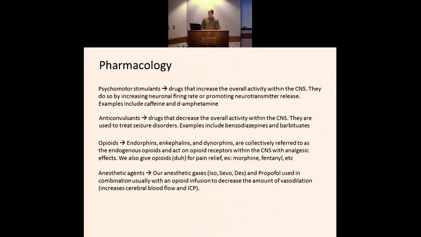Anticonvulsants are drugs that decrease the overall activity within the central nervous system, and you can use them to treat seizure disorders. Versed, benzodiazepines, or barbiturates are another way to do that. Opioids, we all know. Morphine and fentanyl are something that we give that affect the central nervous system. Endorphins, enkephalins, and dynorphins are in the opioid receptors we have endogenously in our body that those medicines work on. And then obviously anesthetic agents, propofol, ketamine, and all that good stuff are also central nervous system depressants.